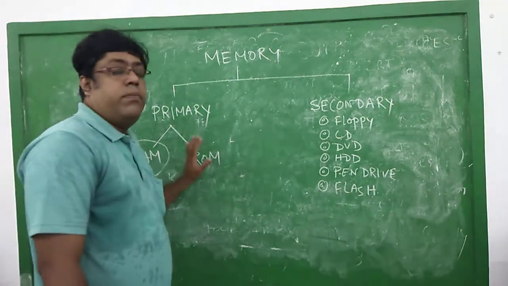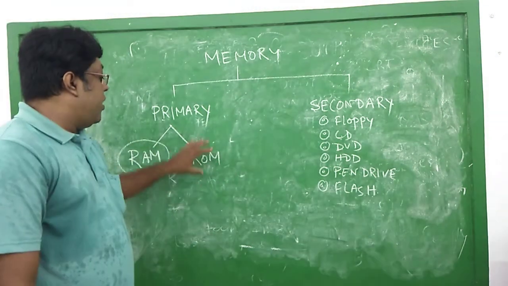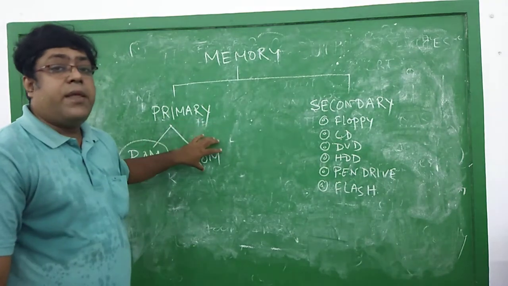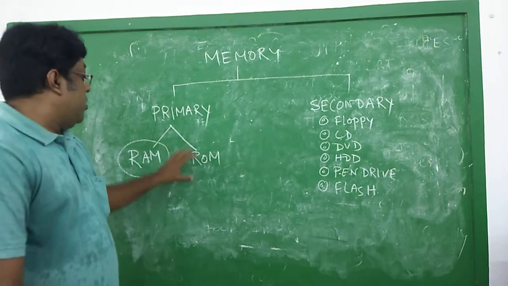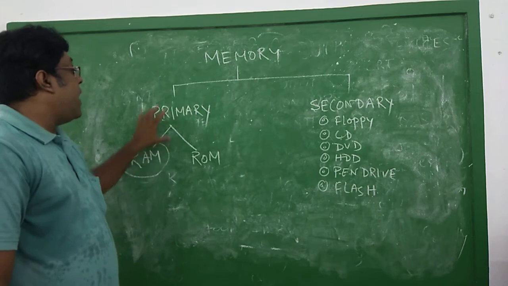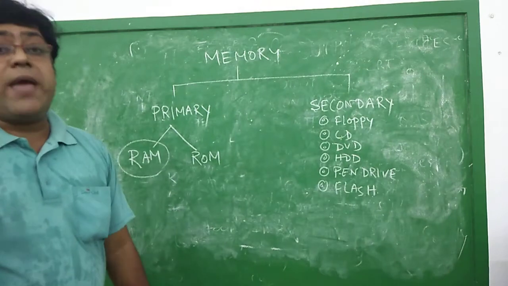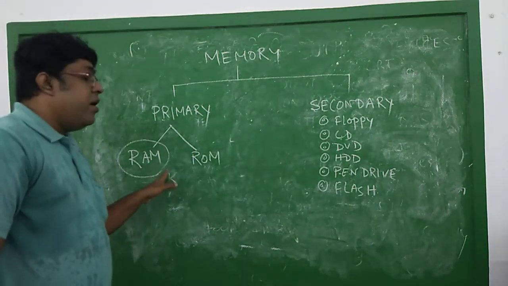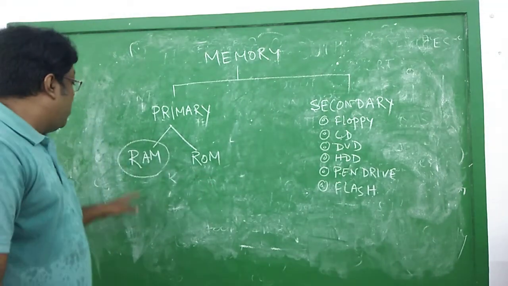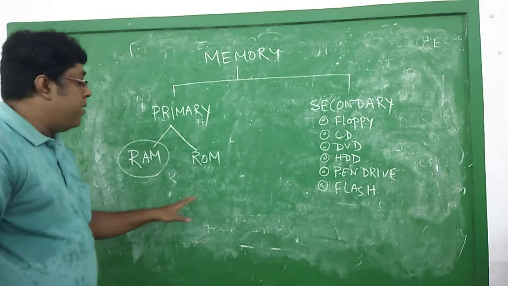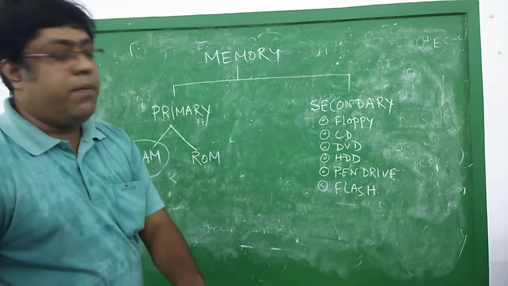Second one is ROM. ROM stands for read-only memory. We can read the particular thing only. We are unable to write into the ROM. So RAM and ROM both are considered primary memory. So what is the basic difference between RAM and ROM? RAM is volatile in nature. ROM is a permanent memory. We can read and write both in RAM, but in case of ROM, we can only read. So that's why it's known as read-only memory.